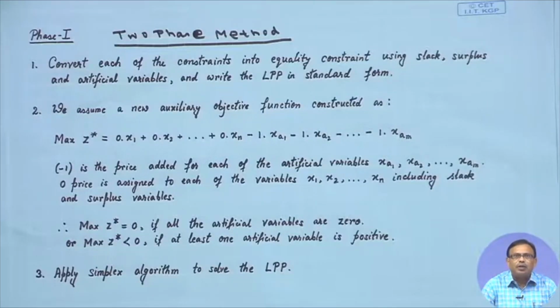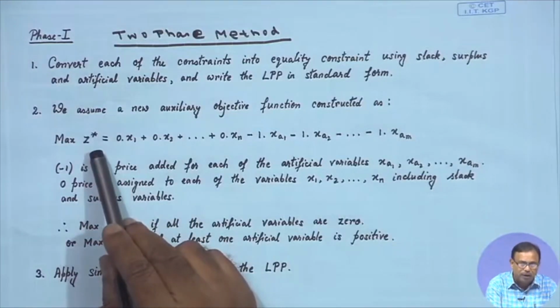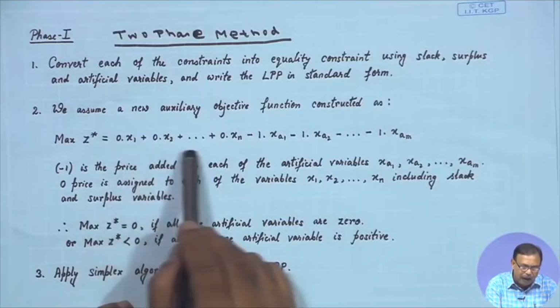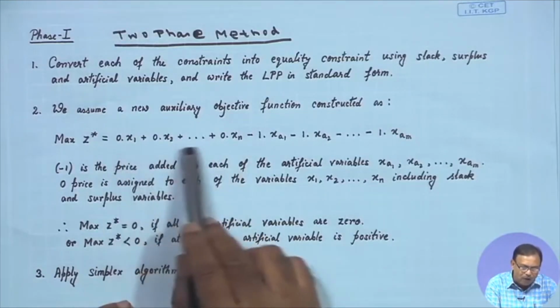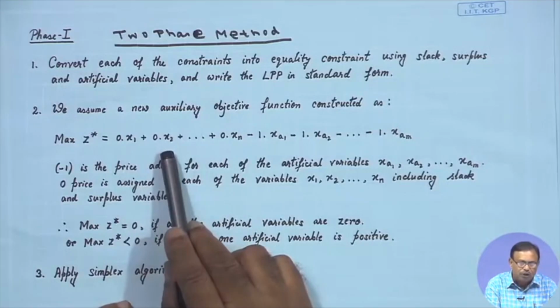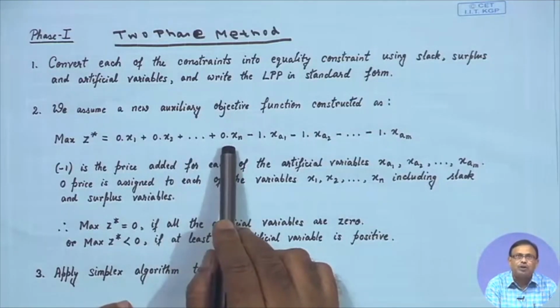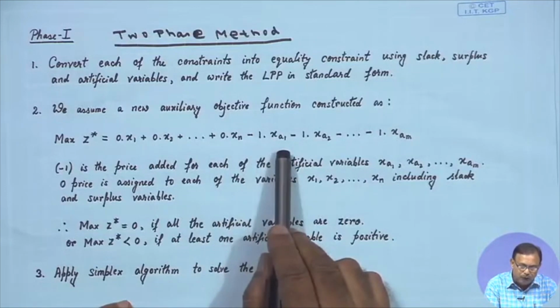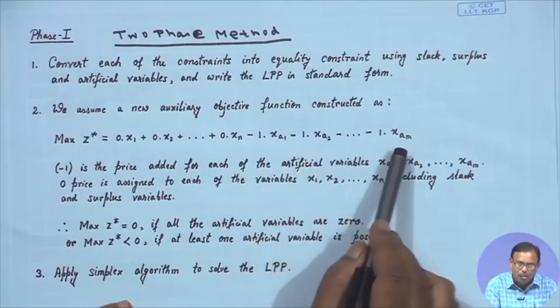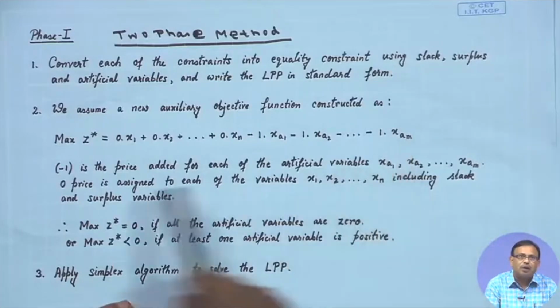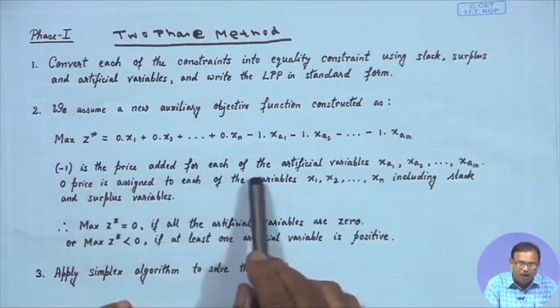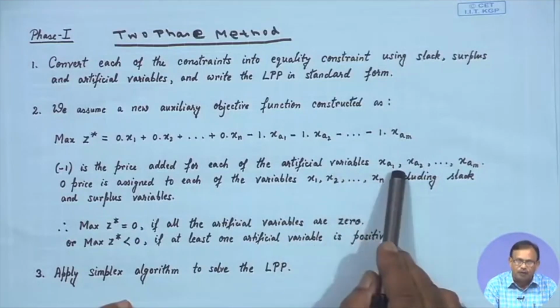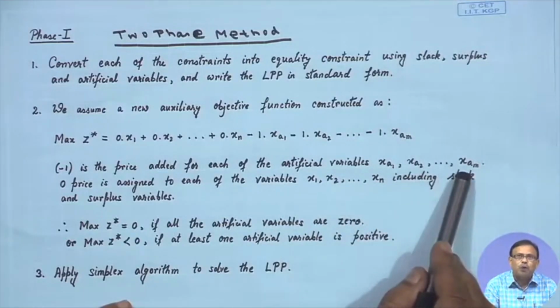we assume a new auxiliary objective function. Here we create this auxiliary objective function. If you see, it is maximize z star equals, as I told, for all the variables 0 into x1, 0 into x2, like this way, 0 into xn, minus 1 into xa1, minus 1 into xa2, minus 1 into xam, where minus 1 is the price added for each of the artificial variables.